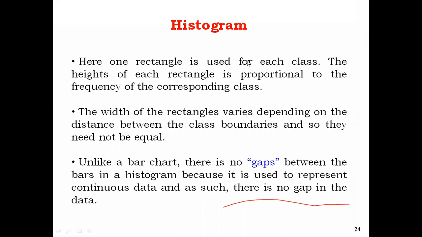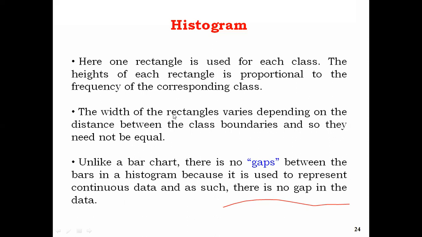Here, one rectangle is used for each class. That means suppose it is given 0 to 10, 10 to 20, like that. So for one class, 0 to 10, one rectangle is used for only that one class. And the height of each rectangle is proportional to the frequency of the corresponding class. Suppose for 0 to 10 it is given 2, then the rectangle is only for this class and the frequency is 2.